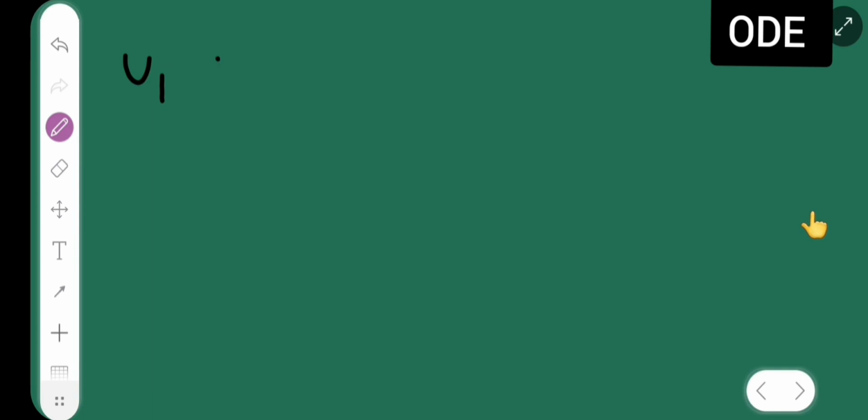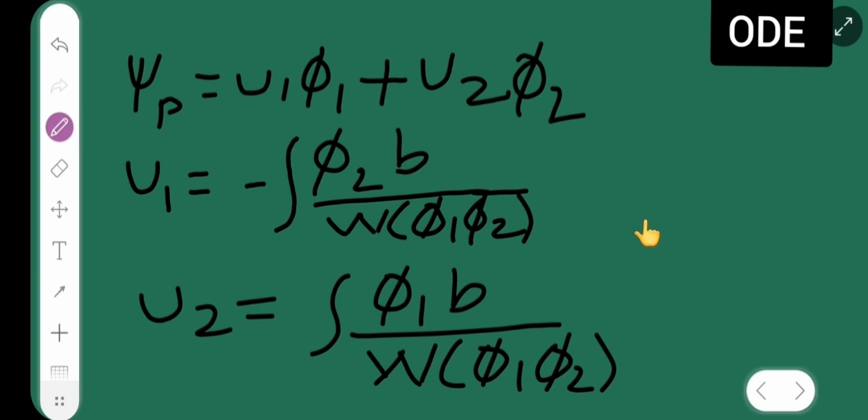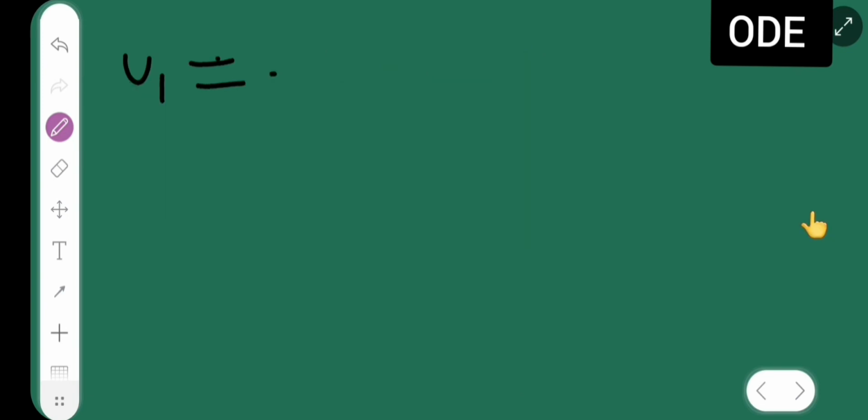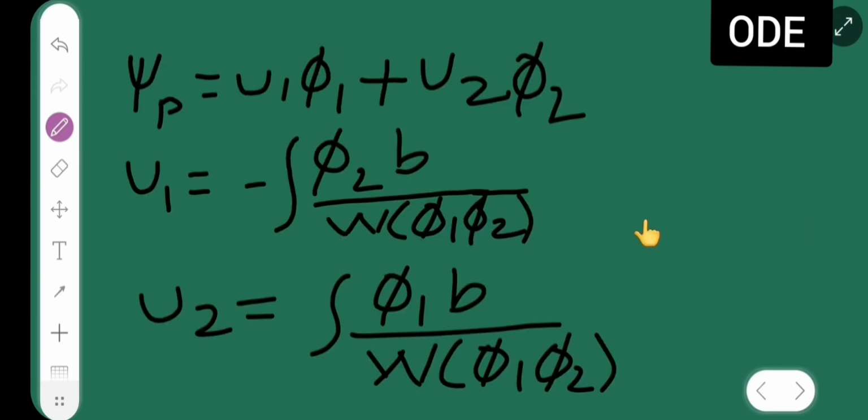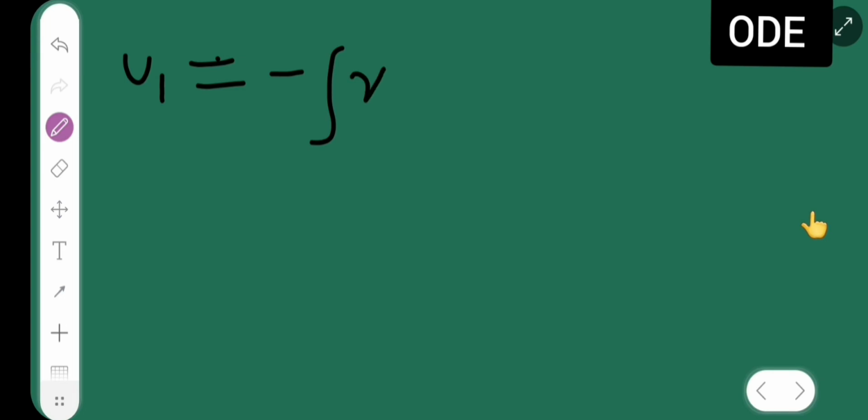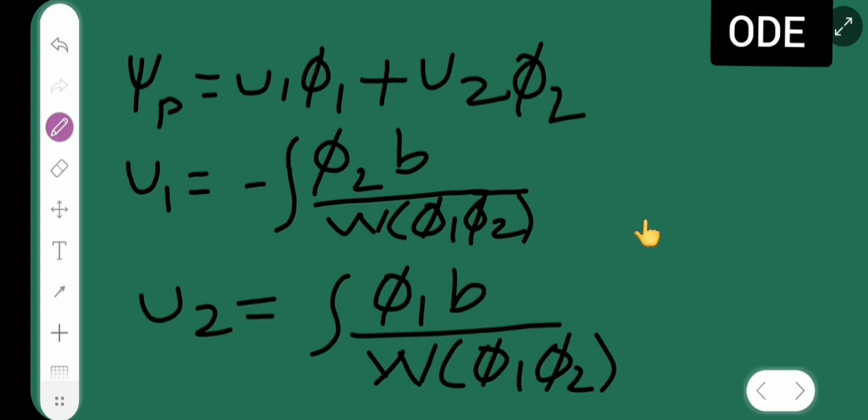u1 is equal to minus integral of phi 2. What is my phi 2? E raised to the power of x, e raised to the power of x, right? And what is my b?